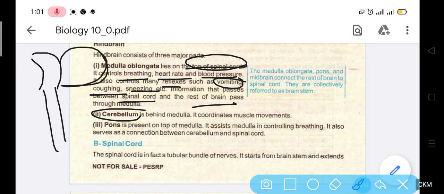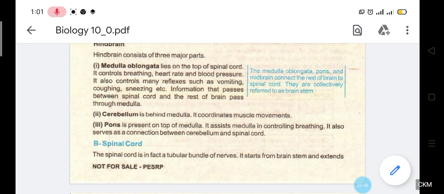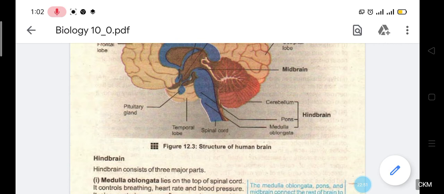The next part is the cerebellum. If you look at the brain, the cerebellum is just behind the medulla oblongata. The cerebellum coordinates muscle movement. It helps in movement. The pons is present just above the medulla. It helps to control breathing, as well as the connection between the cerebrum and the spinal cord.